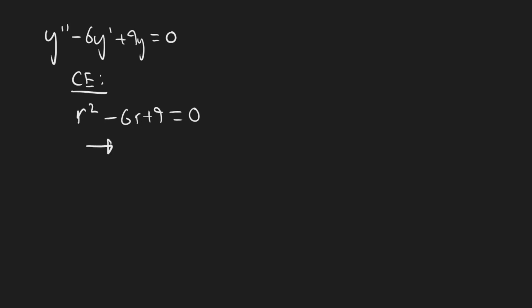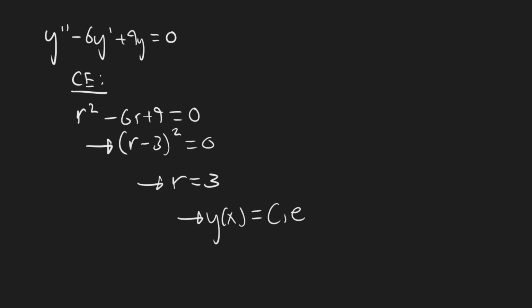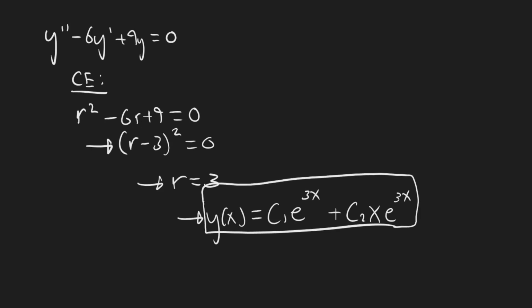And so our two roots would be, let's see, negative 3 and, well, negative 3 again, because negative 3 plus negative 3 is negative 6, and negative 3 times negative 3 is 9. So this is going to be (r minus 3) squared equals 0, which tells us that there's only one r, and that equals 3. And so then we can write our general solution. So y of x equals c1 e to the rx, e to the 3x, plus c2 x e to the 3x. And that's going to do it for our final answer here. All right, let's get into another example.